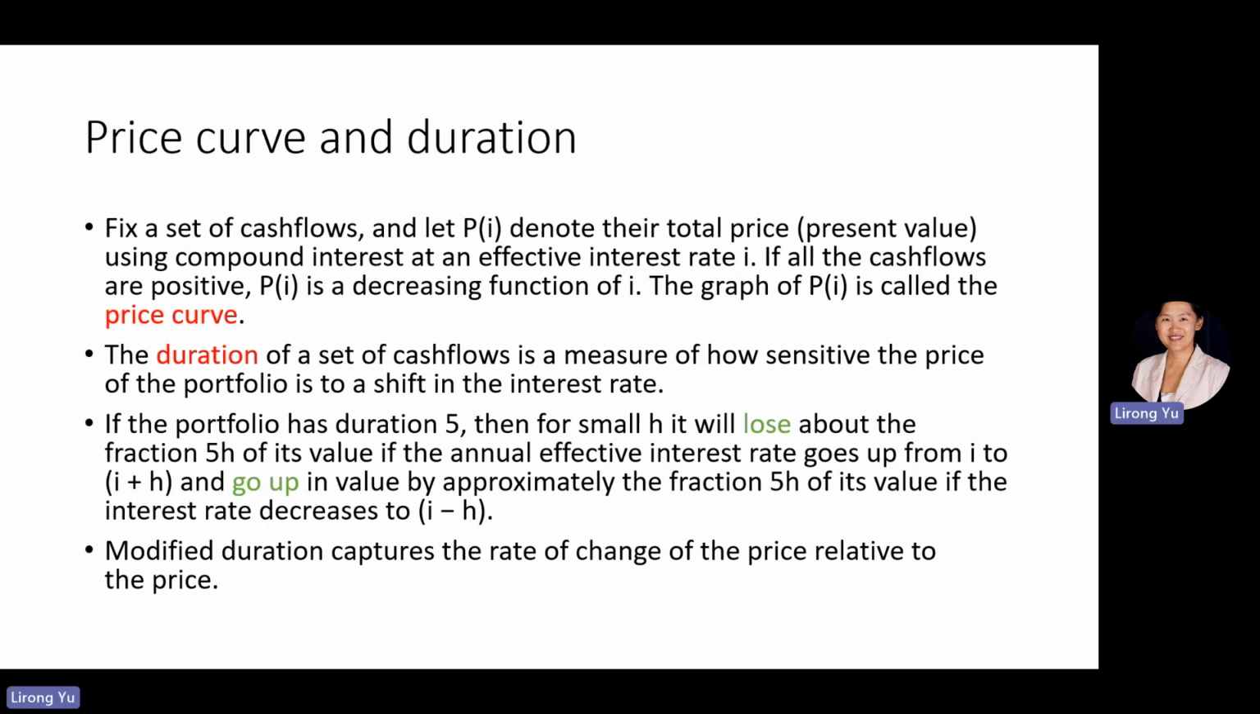Okay, this is the duration equal to 5. So it sounds like the duration is a negative of the slope, because if duration equals 5, it will lose 5 if the interest rate goes up, and go up by 5 if the interest rate decreases. So there's a negative relation there when the duration is 5. So you can think of the duration as negative the first derivative.